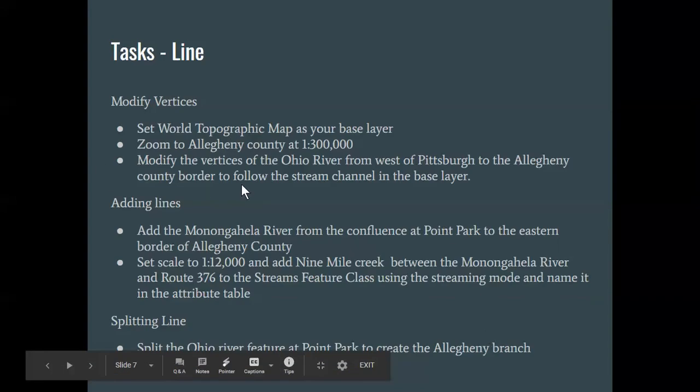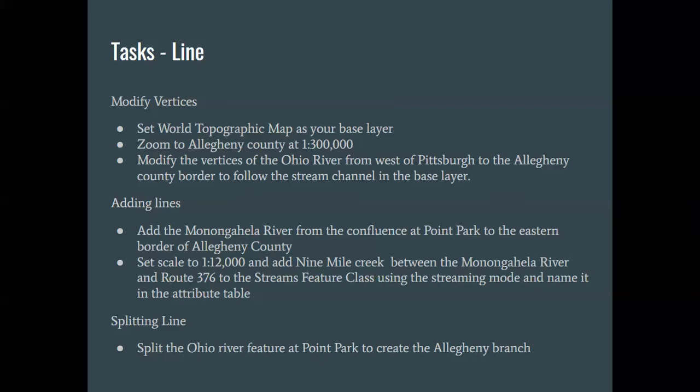In this case, we're going to use World Topographic Map now as a base layer. We're going to zoom into Allegheny County, and you'll notice when we do this that the rivers are really kind of messed up. They're at a very coarse scale. So what we're going to do is take the Ohio River as it flows west from Pittsburgh to the Allegheny County border, and we're going to make it follow the stream channel on the base layer better. And we're going to do this by modifying the vertices. So let's get started on that one.